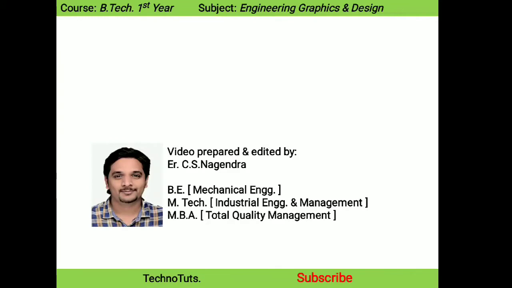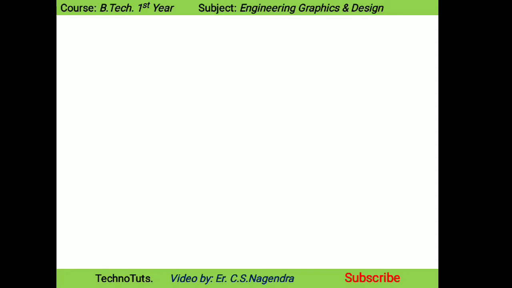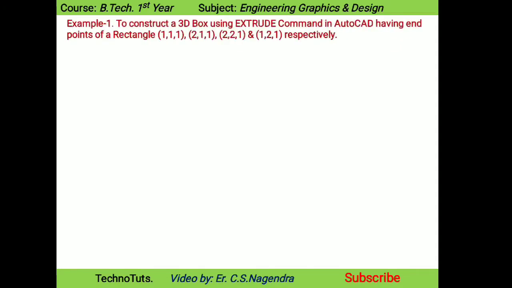Our today's topic of this video is problems for constructing a 3D object using 3D commands in AutoCAD. Let us go through it. Let us take problem number 1. To construct a 3D box using extrude command in AutoCAD having endpoints of rectangle 111, 211, 221 and 121 respectively.